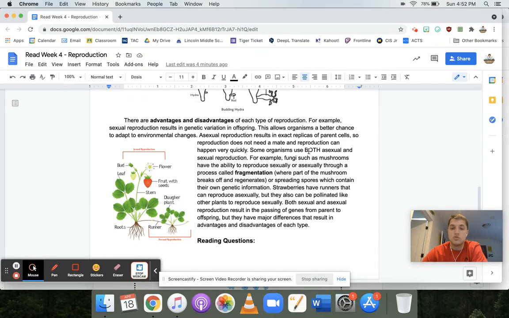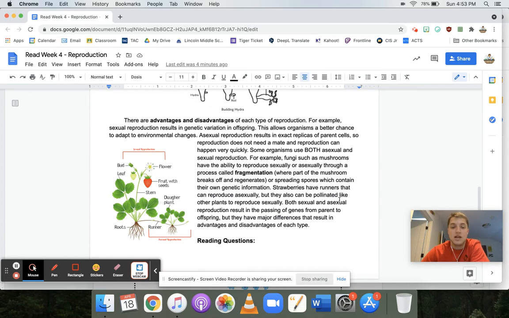Some organisms use both asexual and sexual reproduction. For example, fungi such as mushrooms have the ability to reproduce sexually or asexually through a process called fragmentation, where part of the mushroom breaks off and regenerates, or by spreading spores which contain their own genetic information. Strawberries have runners that can reproduce asexually, but they also can be pollinated like other plants to reproduce. Asexually is for the runners, sexually is for the pollination.